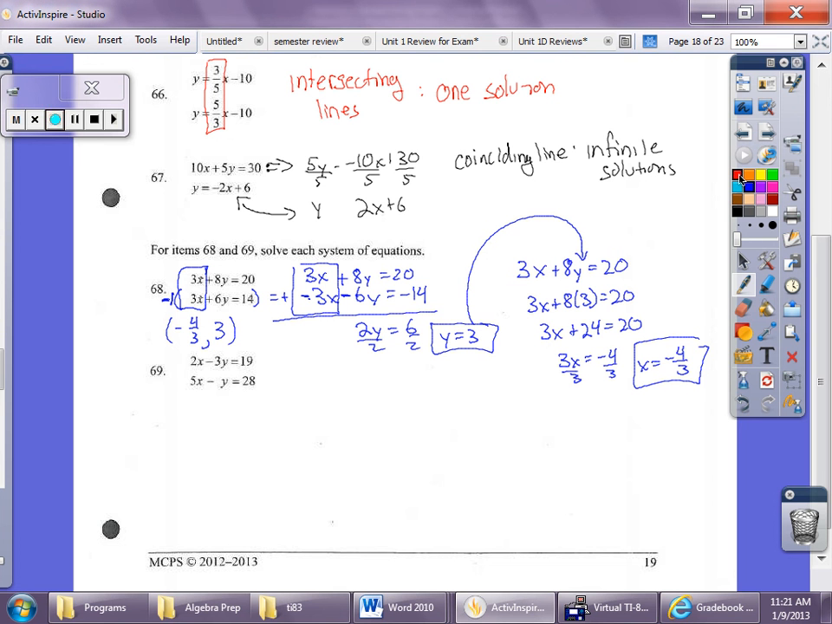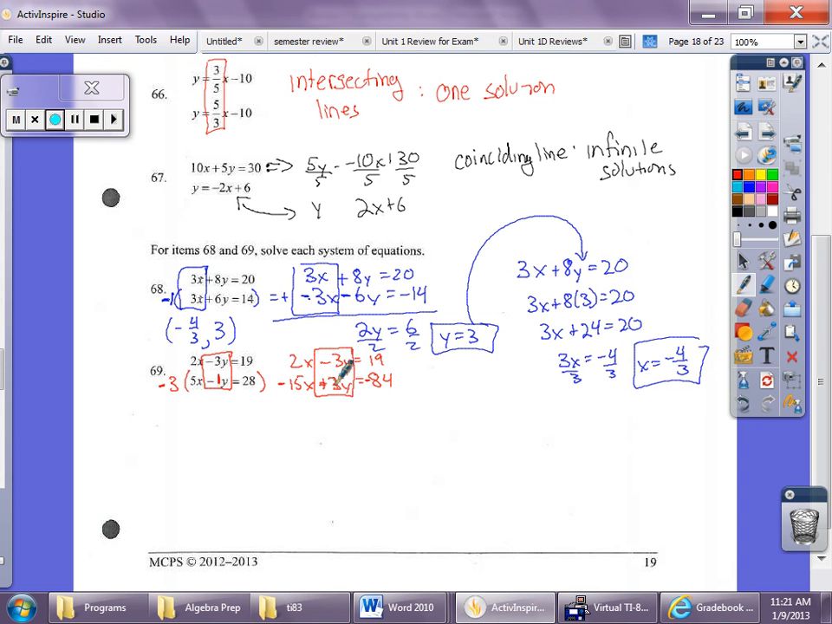When we look at 69, once again, our x's and y's are lined up. So if we box out our y's, what we notice is one is 3y and this is 1y, so they have to be the same. I want to multiply this by 3, so that'll give me 15x minus 3y equals 84. And this one is 2x minus 3y equals 19. But 3y and 3y, I need to multiply this by negative 3, so I change all my signs. I box it out. I notice that I have 3y and 3y.